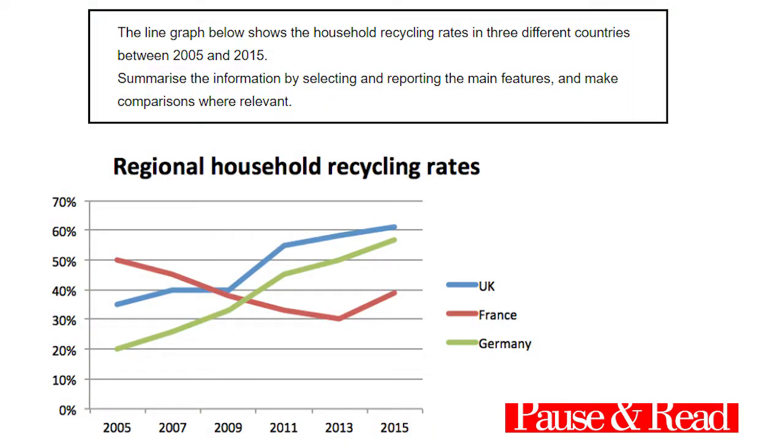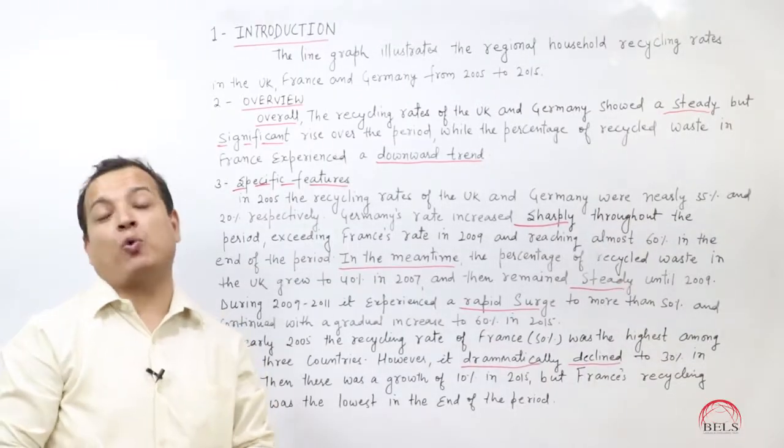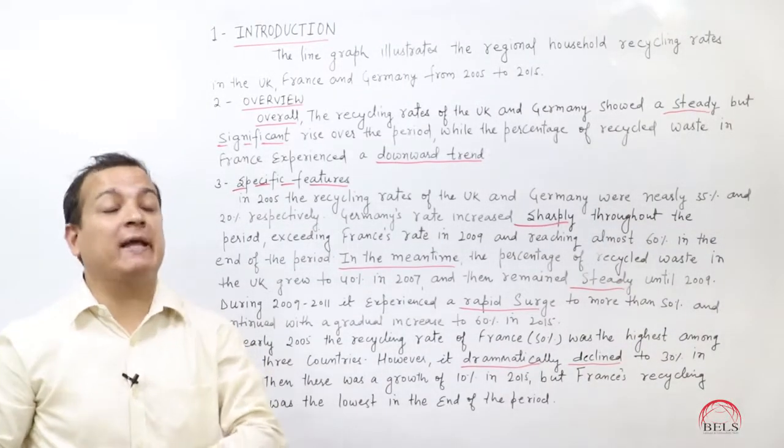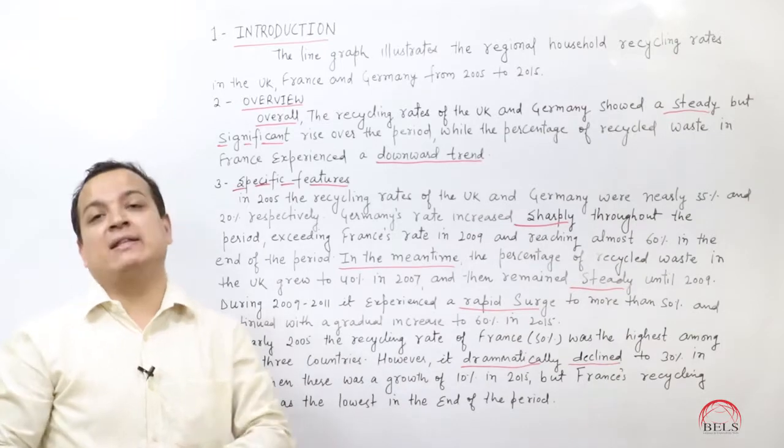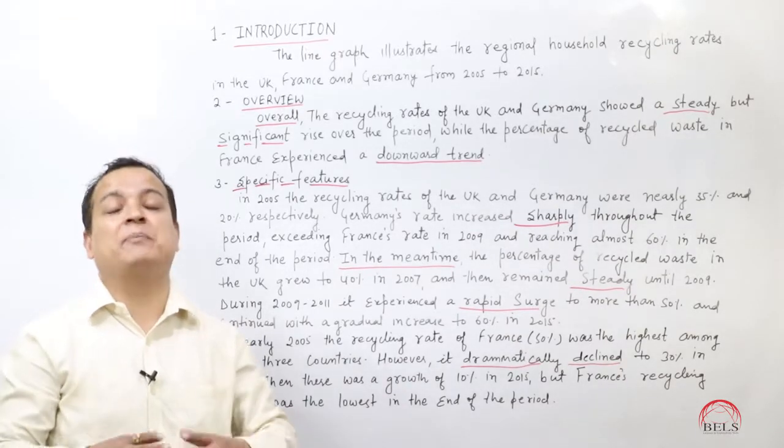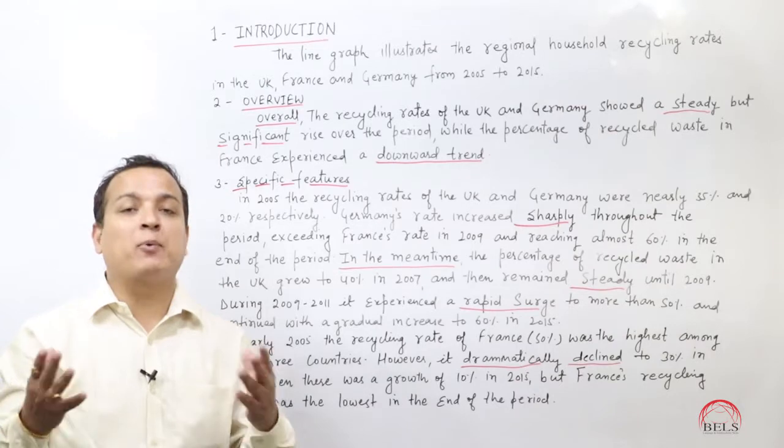Here the question is. Based on the question, let's discuss the answer in detail. You can see that this is a line graph. In the line graph, we have mentioned different countries and the proportion of that.